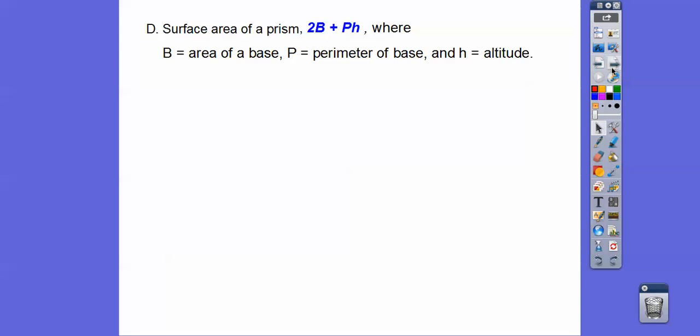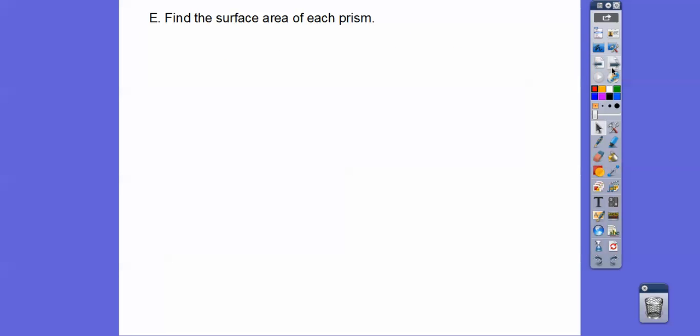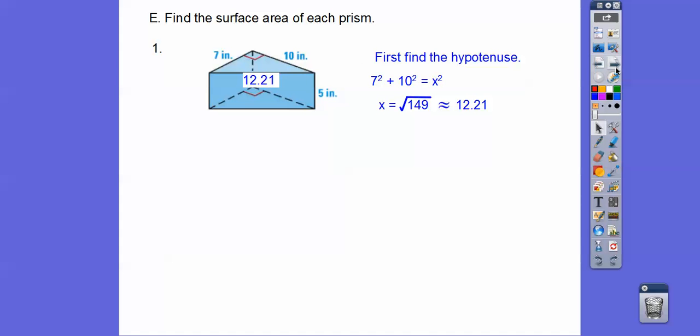Okay, all right, so the surface area of prisms, you guys, is 2b plus ph, okay, where b is the area of the base, p is the perimeter of the base, and h is the altitude, all right? So let's find the surface area of this guy. Okay, let's get this hypotenuse here, because we got to find the perimeter of the base. We got to get the area of the base also, but the hypotenuse is 12.21 using the Pythagorean theorem right there. There's a right triangle right there.